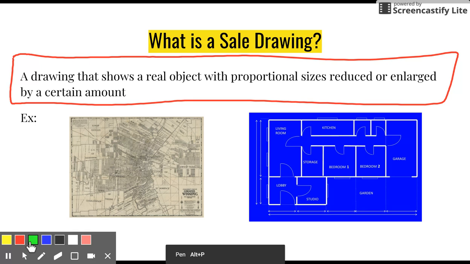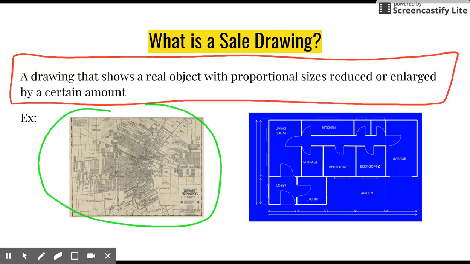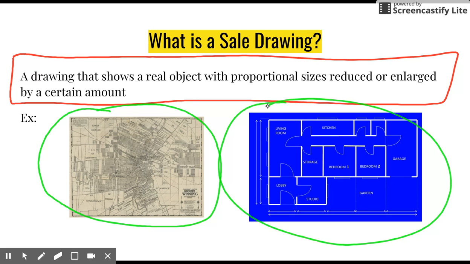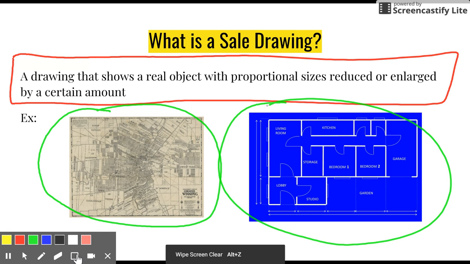So the 2 examples that we have, the first one here is a scale drawing of a city. Obviously you can't draw the whole city on the paper because the paper wouldn't be big enough, so they scale it down. And all that scaling means is that it is exactly proportional to the real thing. It's just that they had to scale it down to be easily seen on a piece of paper. And then the other one over here is a scale drawing of an apartment. People will use this when they're trying to look at layouts of apartments or houses if they're looking at house plans.